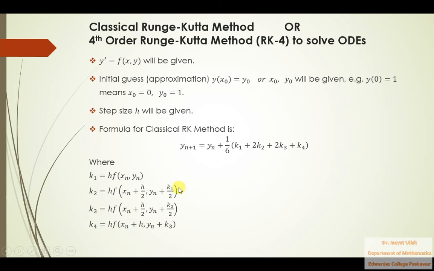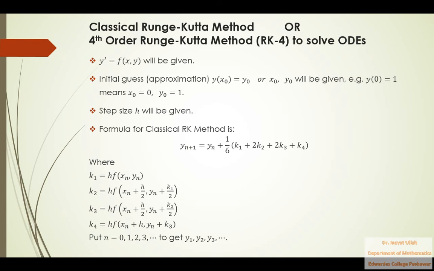And k4 will be obtained by adding h with xn and the previous k3 with yn. So that is the whole process to find the values of these k's. Put all these values in this formula and you'll get y(n+1). Now whenever you put n equal to 0, you will get the first approximation.